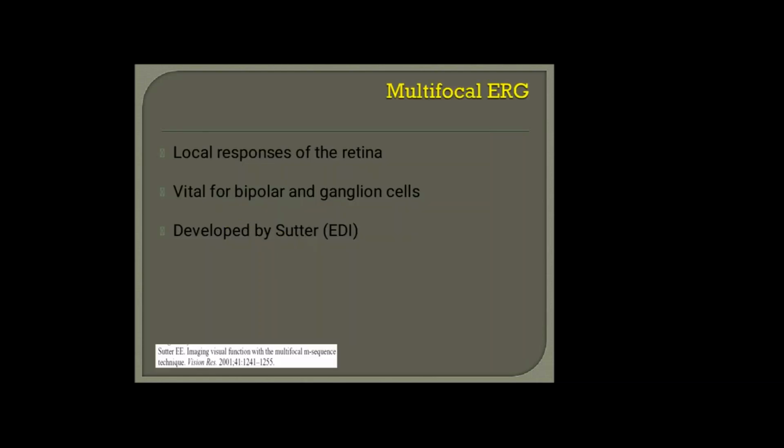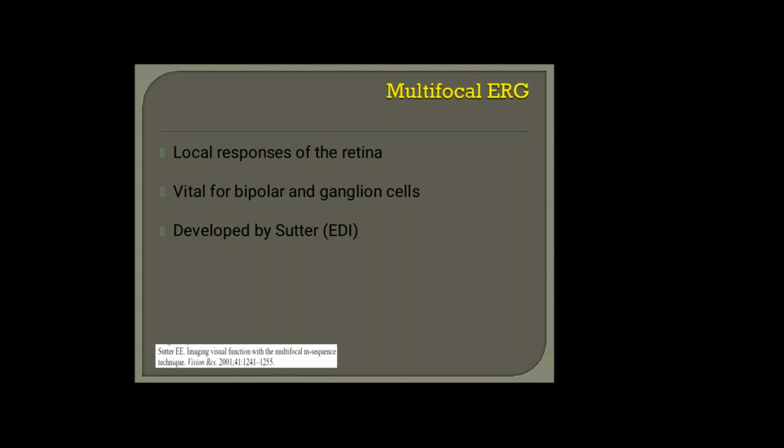Now, while you are summarizing the overall response, you go for the full field flash ERG because it gives you an idea of your global response. But if you are focusing on a focal change, let's say your macula is affected but the periphery is spared, or the periphery is affected and the macula is spared, then it is always good to see the focal change with the help of multifocal ERG.